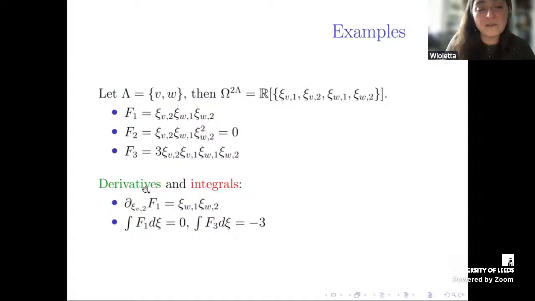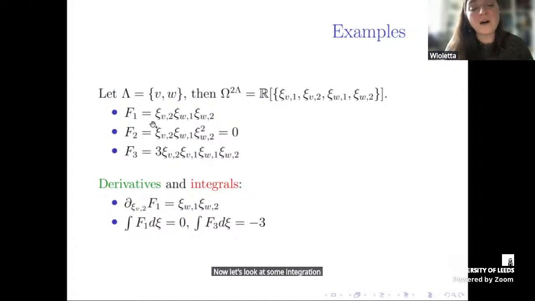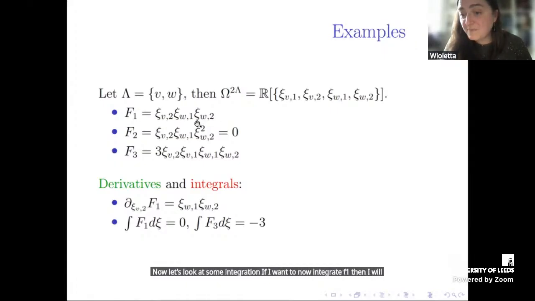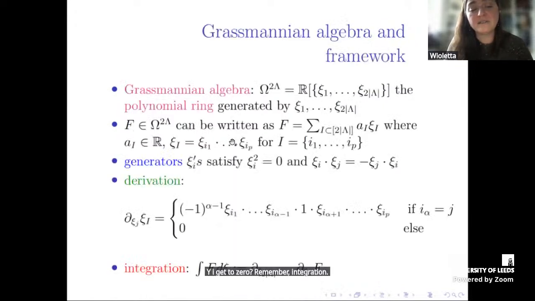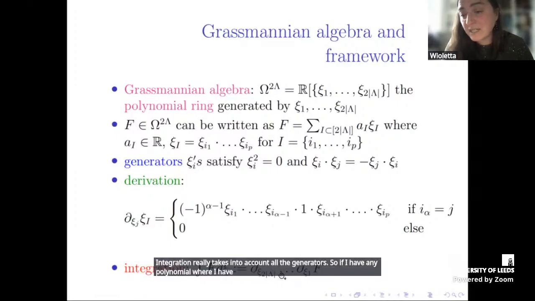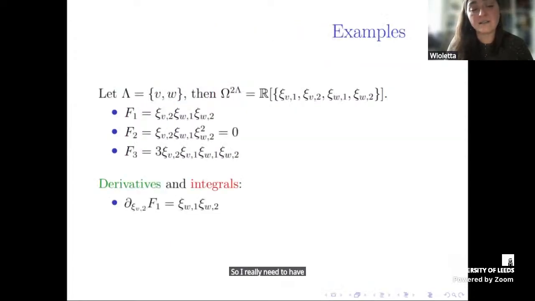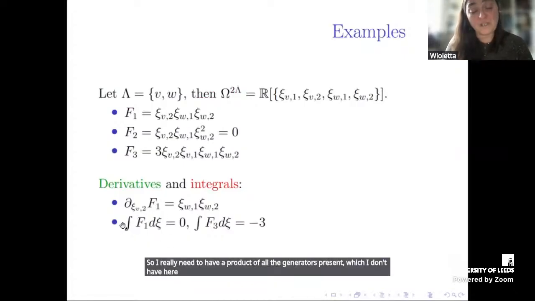Now let's look at some integration. If I want to now integrate F1, then I will get a 0. Why? Because remember, integration really takes into account all the generators. So if I have any polynomial where I have 1 generator missing, then it will always be 0. So I really need to have a product of all the generators present, which I don't have here. So the integral is well defined, but it's only 0.